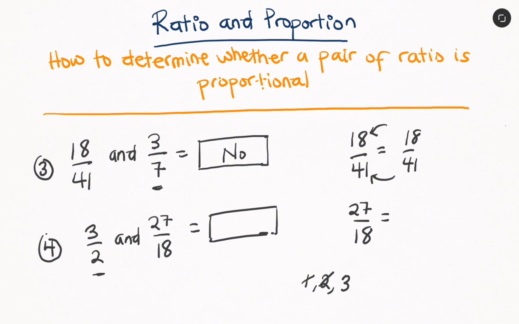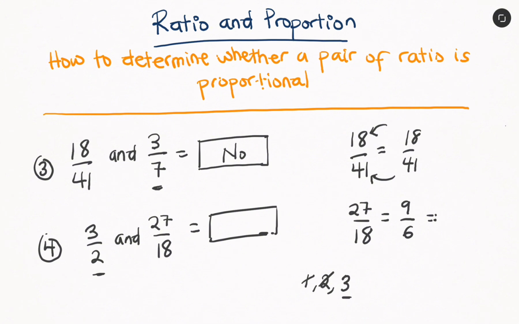Now if you look at 3, 27 divided by 3 is possible. We'll get 9. And then 18 divided by 3 is also possible. We'll get 6. So since 3 can divide both, we will use 3. So it means that 3 will go into 27 9 times, and then the same 3 will go into 18 6 times. So I have 9 over 6.